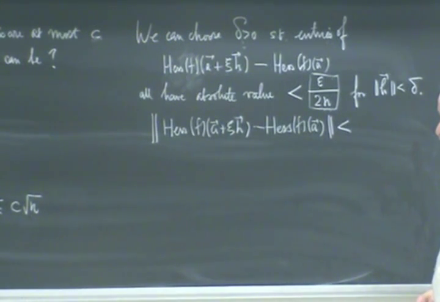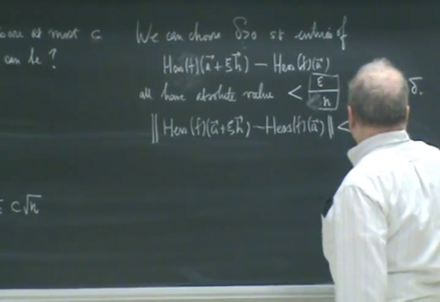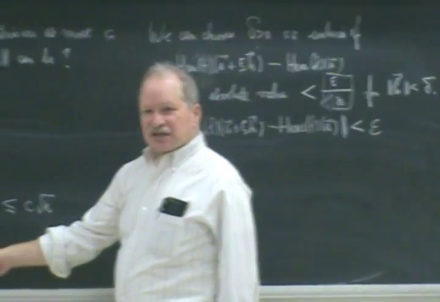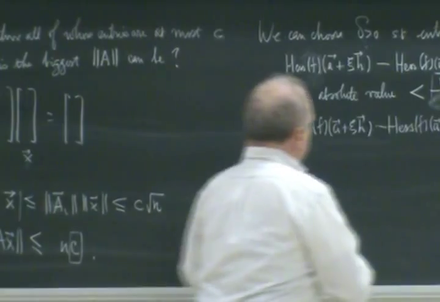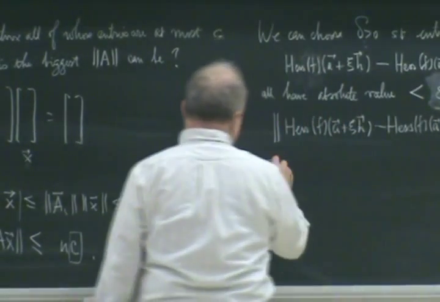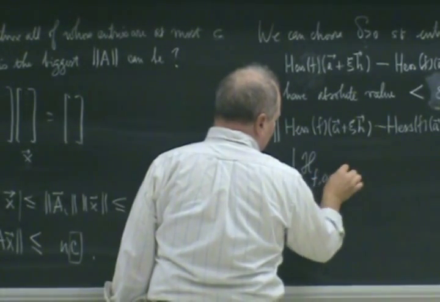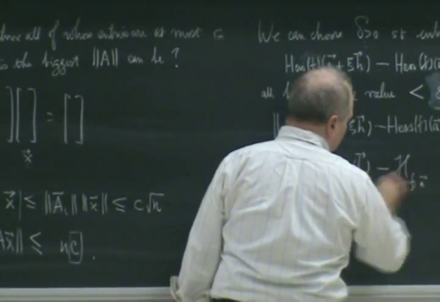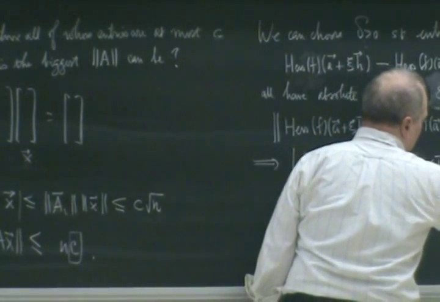And I'm not sure I even need the 2. I think epsilon over n will be good enough. Then I'll get less than epsilon here by this, right? Letting c be epsilon over n, then n times c will be epsilon. And that will imply that the quadratic form using the point a plus squiggle h, minus the quadratic form using the Hessian of a, will be less than epsilon magnitude h squared.